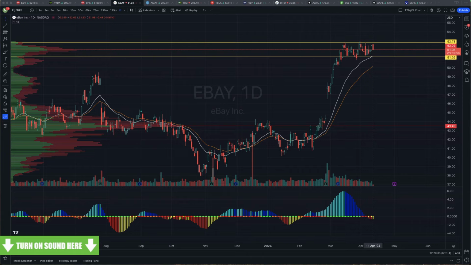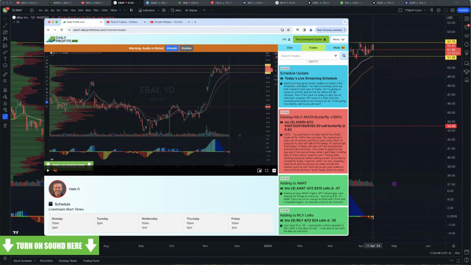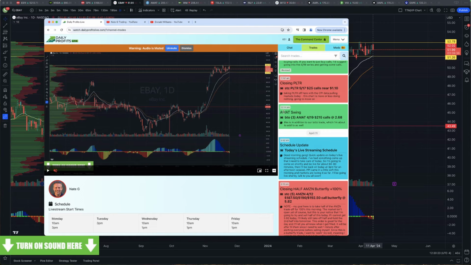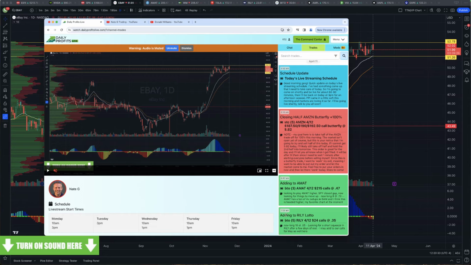So that at least helps you understand the alerts that come in. He usually puts a little bit of text in here to say what he's looking for and what his thought process is on that trade. And sometimes they're a lotto, and other times they're a longer swing. This is an AMAT swing, right? Which means we have until the following Friday for that to happen. And then also a Riley lotto means we have 24 hours or so for that to happen.